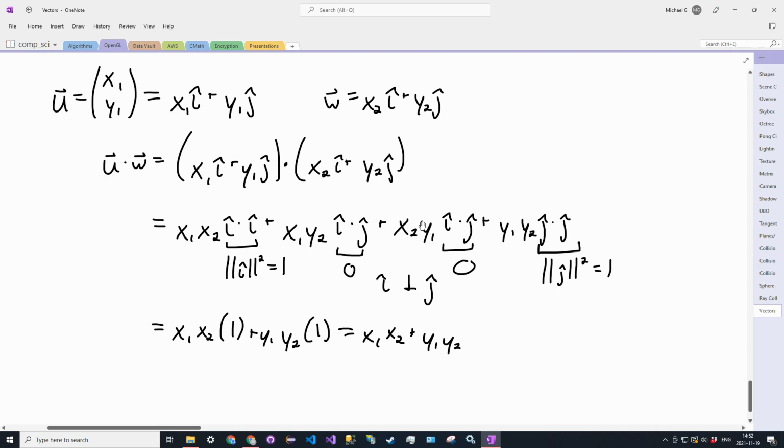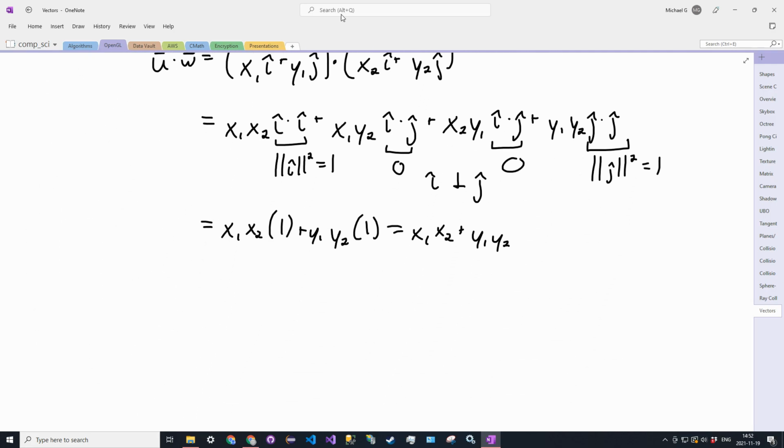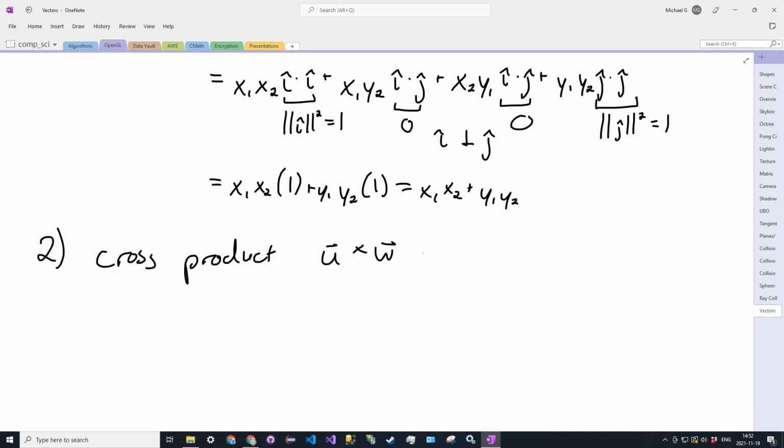Okay, so that's the dot product. Once again, the big thing you need to remember is that you can get the parallel component of a vector to another. Now, the second product is going to be the cross product, and it's going to be u cross w. We'll first talk about the geometrical meaning.